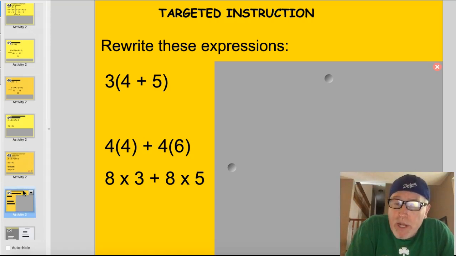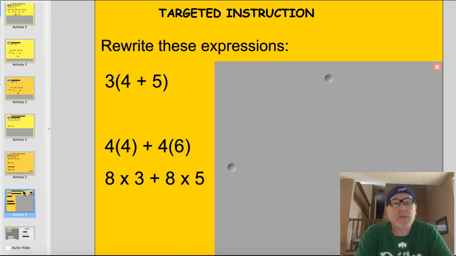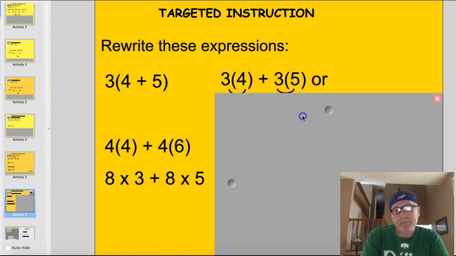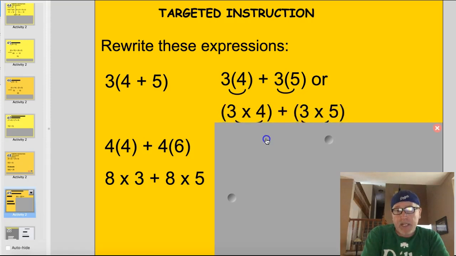Okay, 3 more. See if you can rewrite these problems using the distributive property. Go ahead and pause the video. Well, if you rewrite this one, the 3 repeats, so you could write 3 times 4. I use the brackets like this, and 3 times 5, same thing. You have a plus in the middle. I guess I wrote it out that way as well. You can see either way is fine.